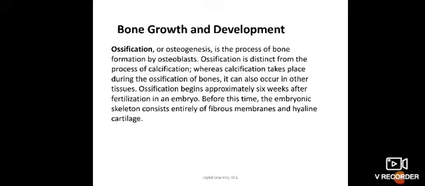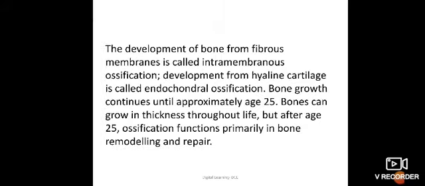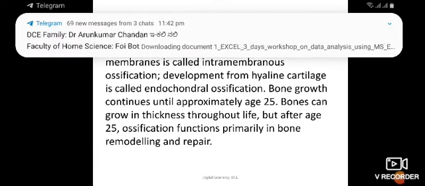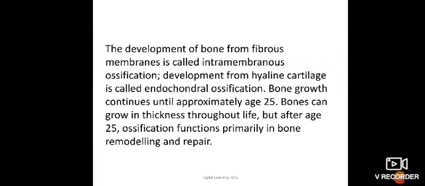Also, ossification begins approximately at the age of 6 weeks after fertilization in an embryo. Before this time, the embryonic skeleton consists entirely of fibrous membranes and hyaline cartilage. The development of bone from fibrous membranes is called intramembranous ossification. Development from hyaline cartilage is called endochondral ossification.